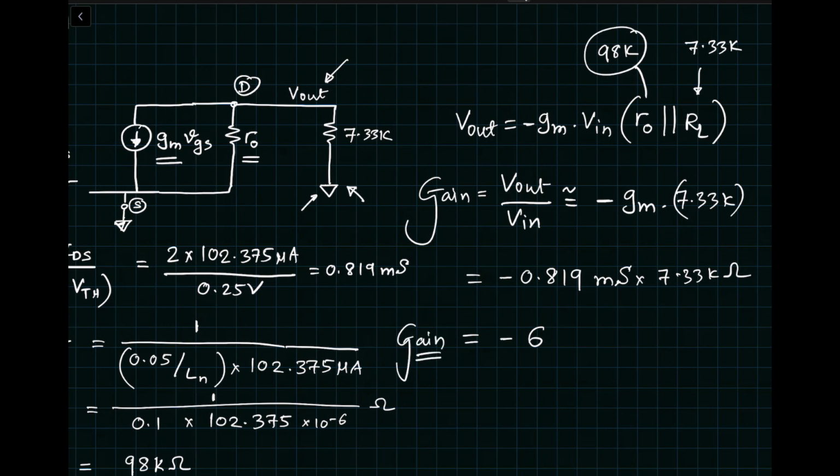Let's compare this to our bipolar example. You might remember the bipolar number was approximately 100. However, it's an unfair comparison because in the bipolar case, the current flowing through the bipolar transistor was 1 milliamp. So we were spending a lot more current over there.